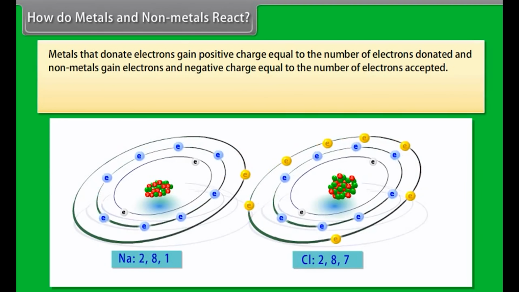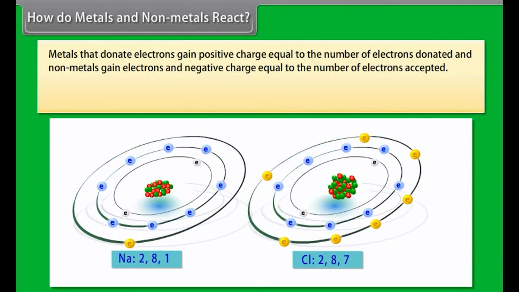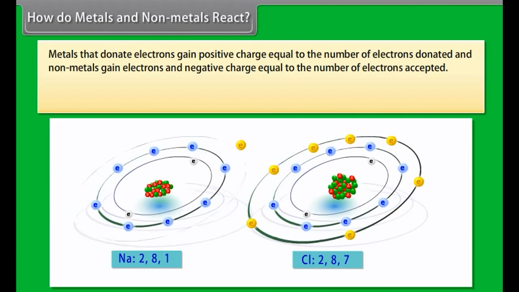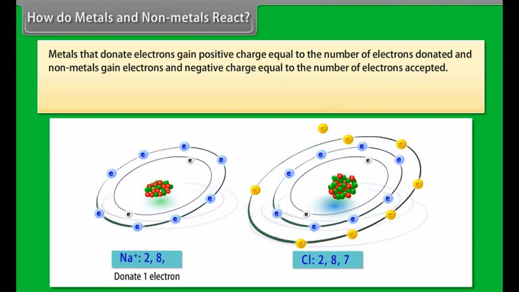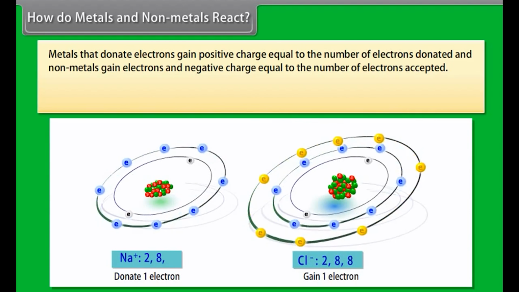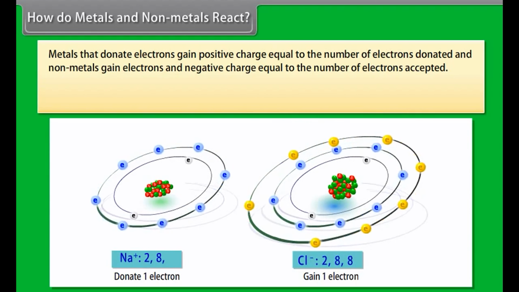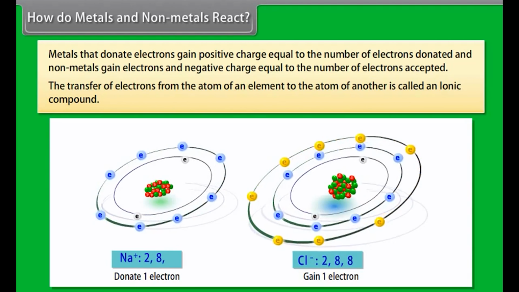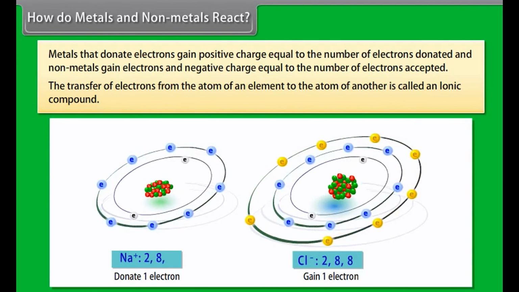When a metal atom donates 1, 2, or 3 electrons from its valence shell to another nonmetal atom that has the ability to accept these electrons, it is known as electrovalency. As a result of this, both these atoms form the structure of an inert gas. The transfer of electrons from the atom of an element to the atom of another gives an ionic compound.